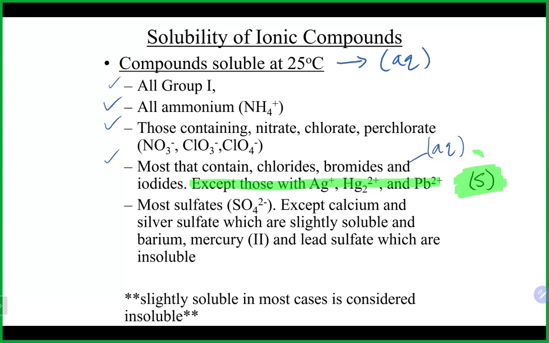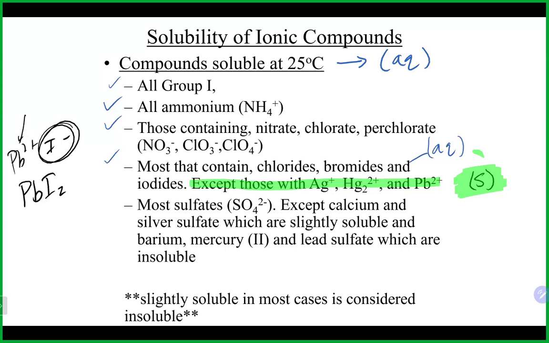And our example there was on the last one we just did, PbI2. This is lead and iodide. So normally iodide is soluble, but because in this particular case it hooked up with lead, it's going to be the opposite and an exception, and it will actually be a solid that forms. So that is why when we put lead and iodide together, we get this yellow solid.